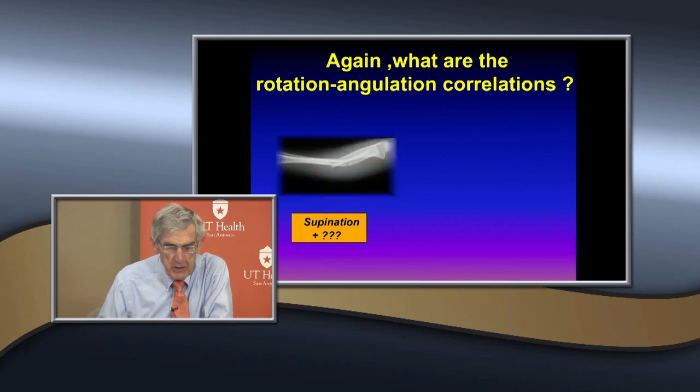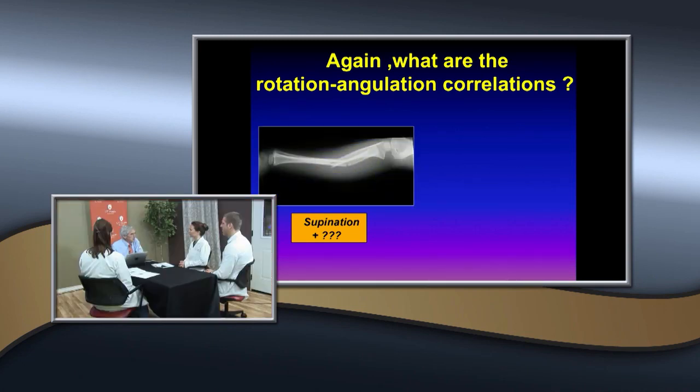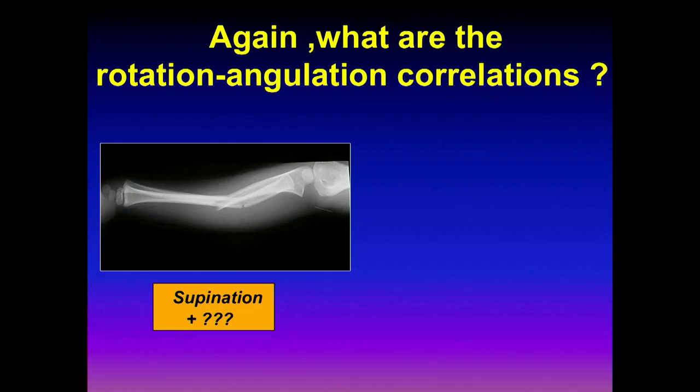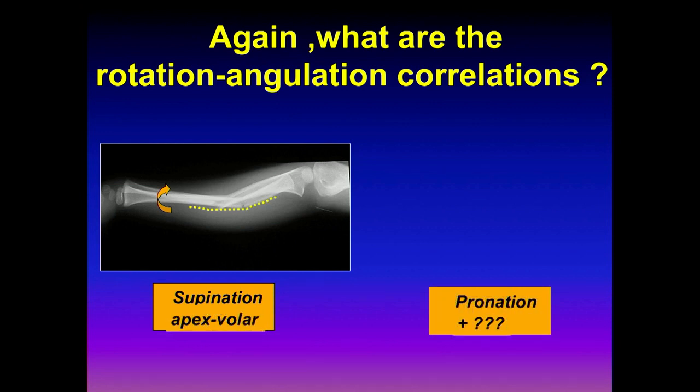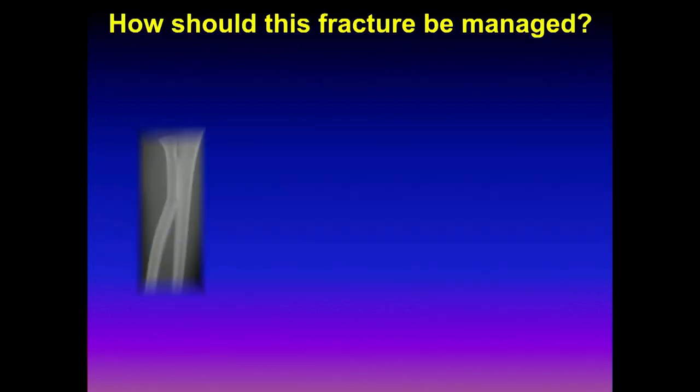If it's supinated, what's the other thing you have to deal with? The rotation. And how is it? It's already supinated rotation. What else is it? Apex volar. That's exactly right. It's apex volar. That's right. Now, just the opposite, if it's in pronation, what is it? Apex dorsal. That's very good. Yes, apex dorsal. Those are the two things that you see here.